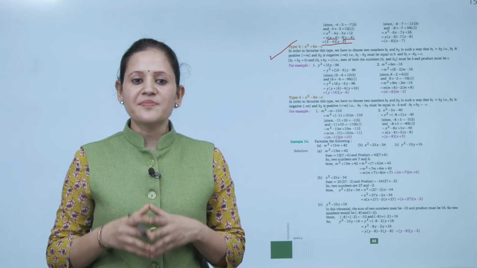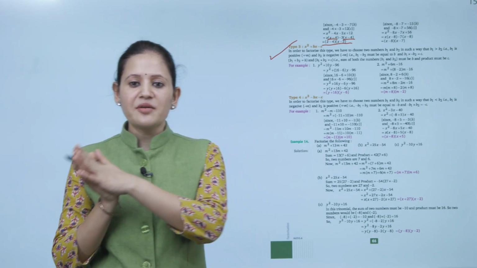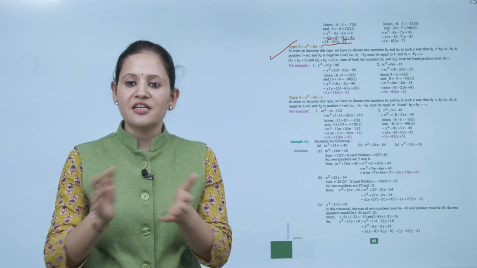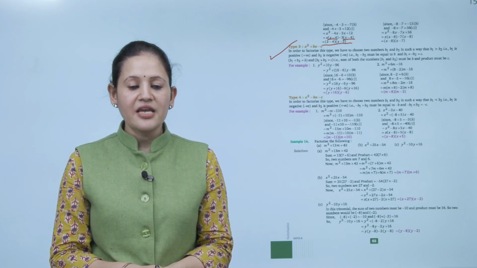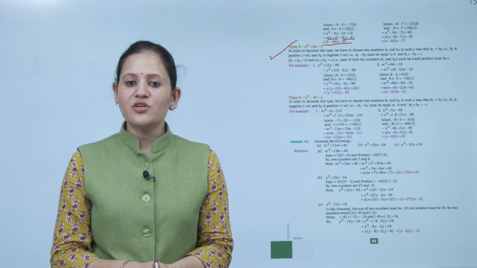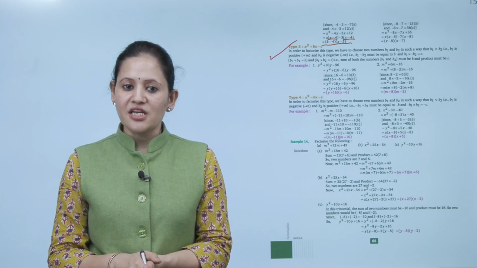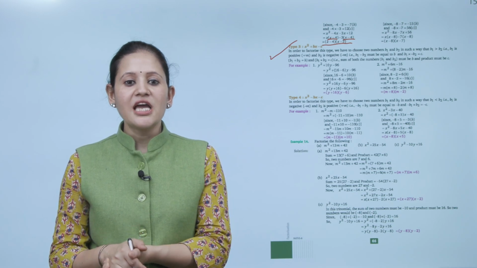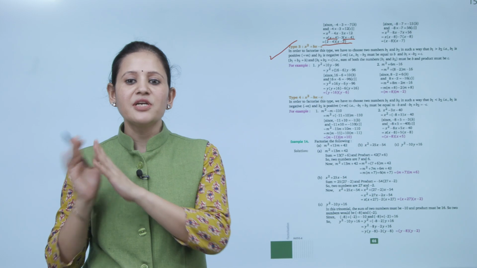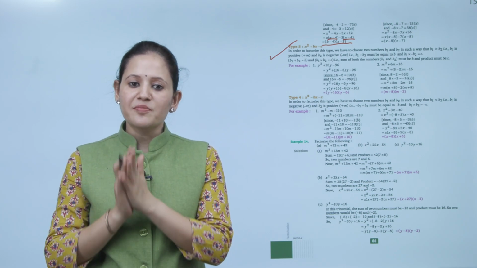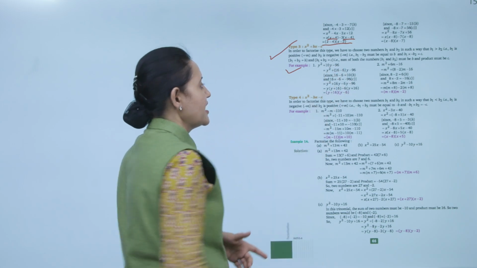Next is type 3: x square plus bx minus c. In order to factorize this type, we have to choose two numbers b1 and b2 in such a way that b1 is greater than b2, b1 is positive and b2 is negative. b1 minus b2 must be equal to b, and b1 multiplied by minus b2 is equal to c. The sum of both the numbers b1 and b2 must be b and the product must be c. For example, y square plus 10y minus 96.